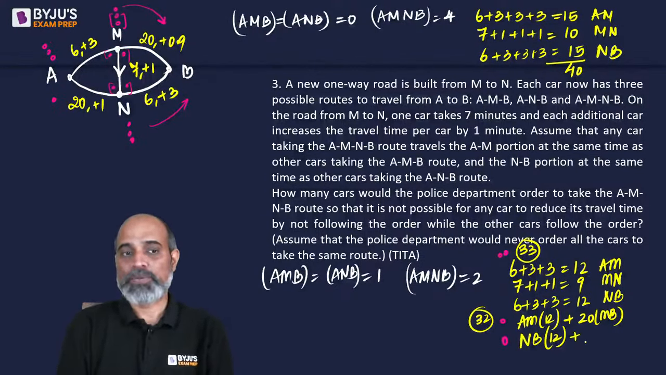Because the question is, it is not possible to reduce any car's time further. As in, you can't further reduce it. So can I say we can't go below 29.9, right? So how many cars will the police department order? So can we say it's going to be 0? Not even one car should be ordered to go that way, because it will actually increase the travel time, right? Okay, let's see what the answer is, because it is less than 32 for sure. Okay, so the answer is 0. It's right here.